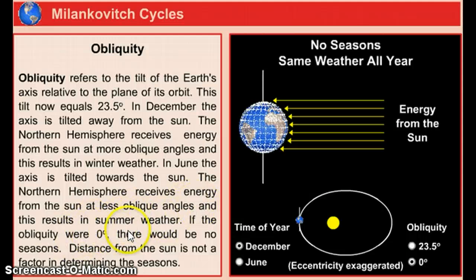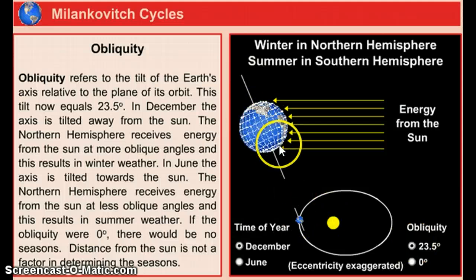If the obliquity were 0, there would be no seasons. It would be like one homogeneous day, calendar year. Distance from the Sun is not a factor when determining seasons. So let's look at obliquity. If this would be energy from the Sun, we could look at this, and notice that in December, here's our 23.5 degree axial tilt.